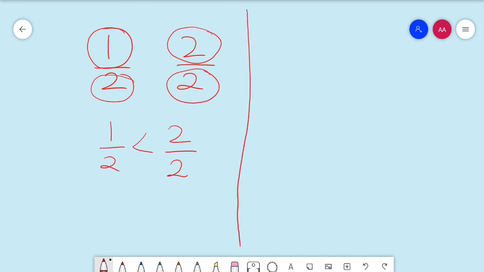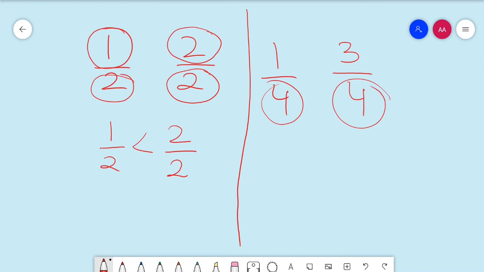If you've been asked to compare 1/4 with 3/4, the denominators are the same, the total portions are 4 in both, but here only 1 is shaded and here 3 are shaded. So 3 is greater than 1. So a quarter is less than 3/4.